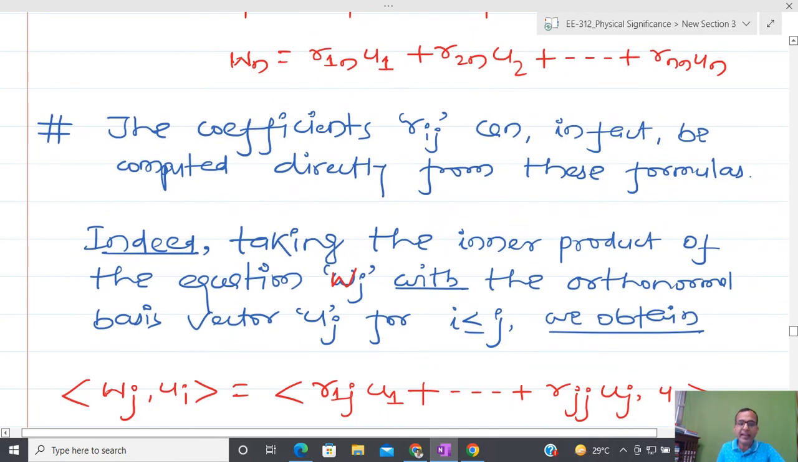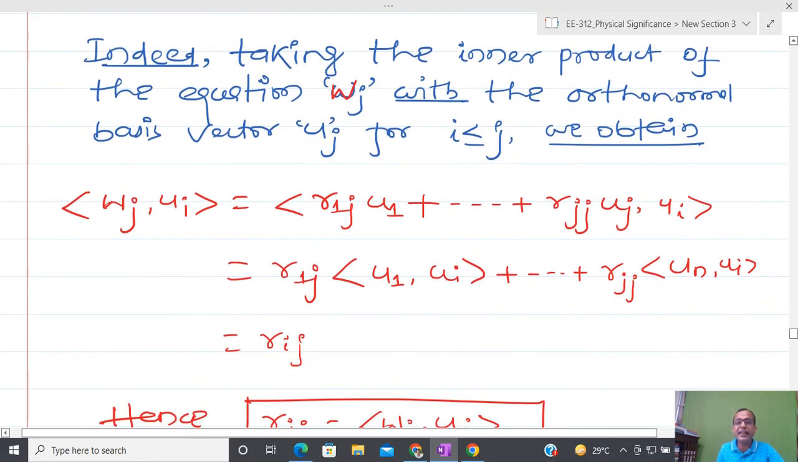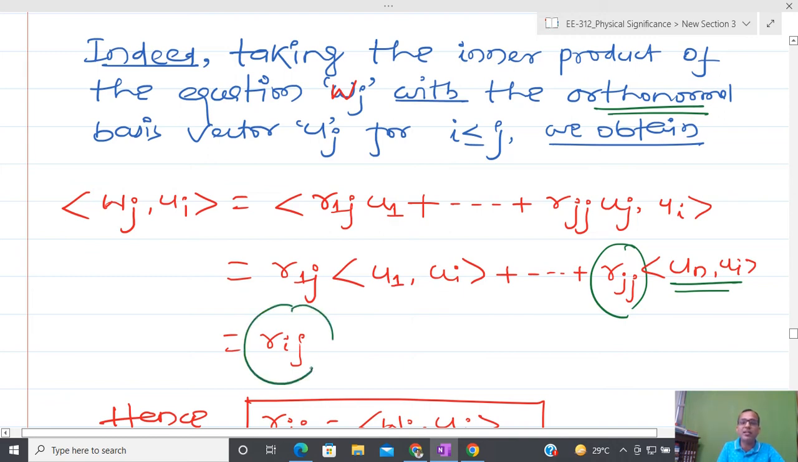Since we know that wj and uj are orthogonal to each other, I can take their inner product. If you see the inner product, u1 is orthogonal to u2, u2 is orthogonal to u3. In this way, only one component is going to remain, because these are orthonormal. Orthonormal means their magnitude is unity. Due to that, I can construct Rij.